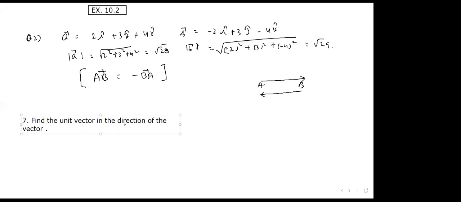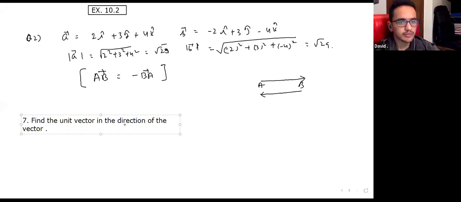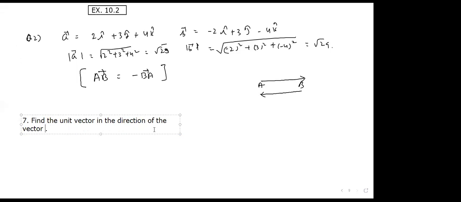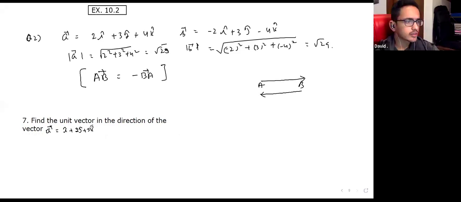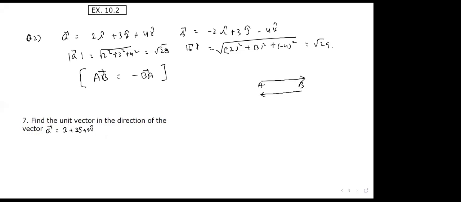Find the unit vector in the direction of vector A equals I plus J plus 2K. Not 2J, I plus J plus 2K.